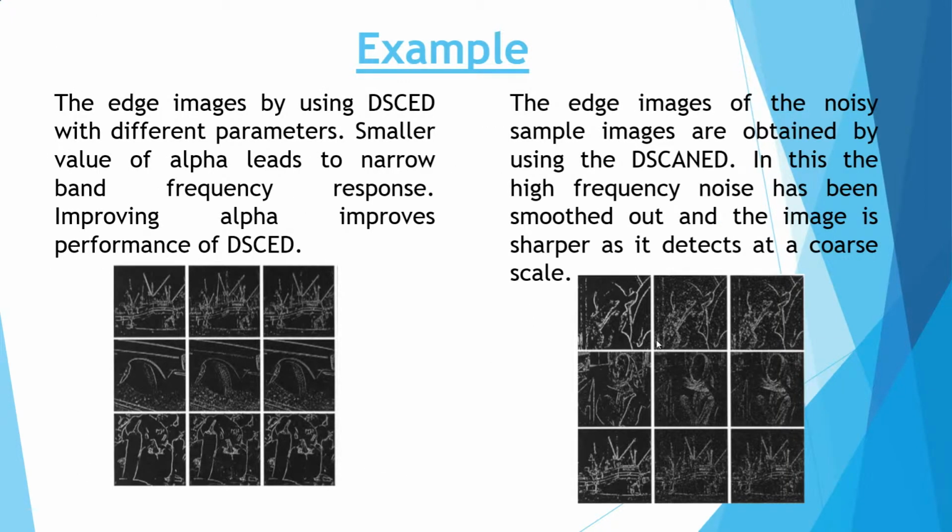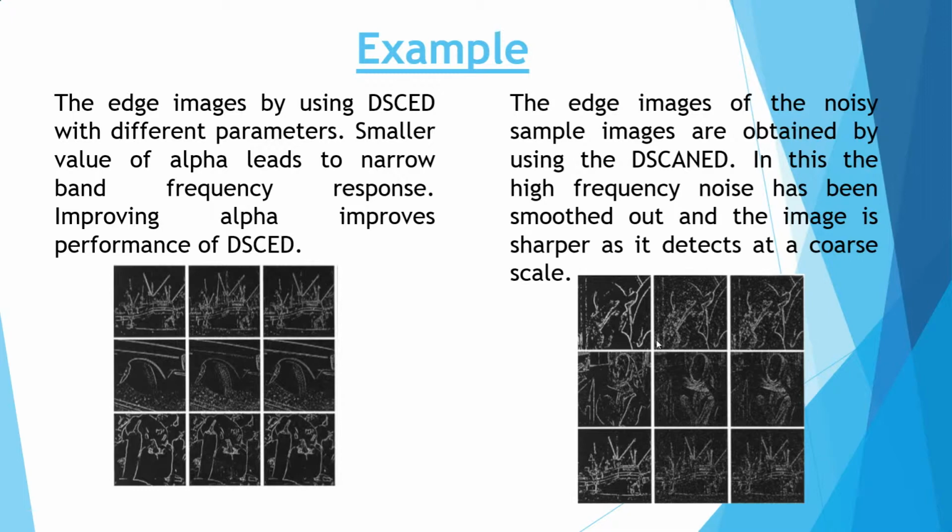The image on the left is the output image from a DSC-ED. A smaller value of alpha leads to a narrow band frequency response, and increasing alpha improves the performance of the DSC-ED. On the right, you can see the image output of the DSC-ANED. The high frequency noise has been smoothed out and the image is sharper as it detects at a coarse scale.